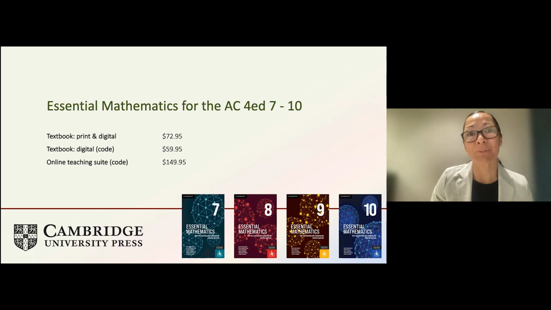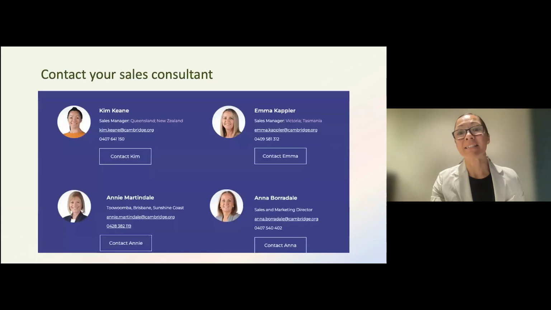So pricing is all pretty normal. No big changes here. $72.95 for the print digital. Digital code staying the same, $59.95, and of course our teaching suite at $149.95.